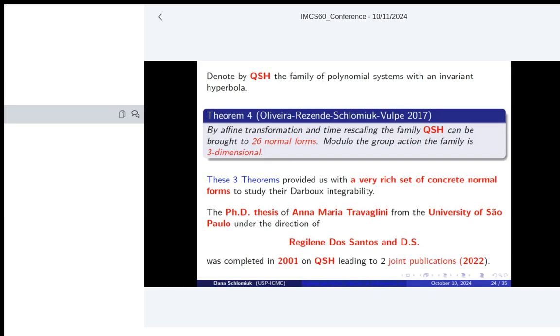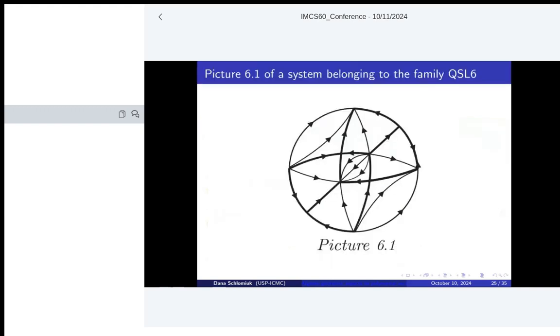Now, these three theorems, which I mentioned before, provided us with a very rich set of concrete normal forms, so we can study their integrability. In particular, the PhD thesis of Anna Maria Travaglini from the University of Sao Paulo, under the direction of Regilene dos Santos and myself, was completed in 2001 on this family, leading to two joint publications in 2022. And now let me consider some concrete examples.